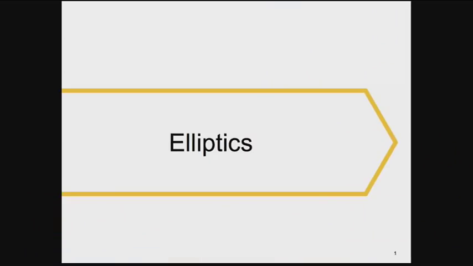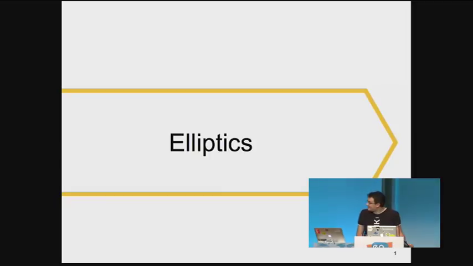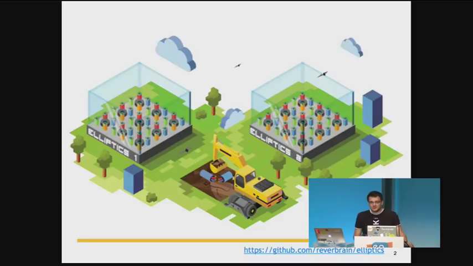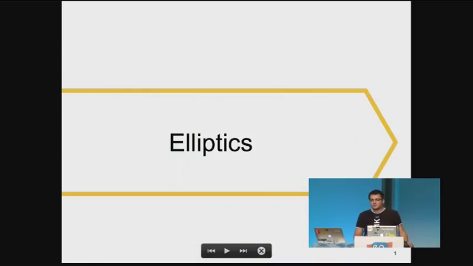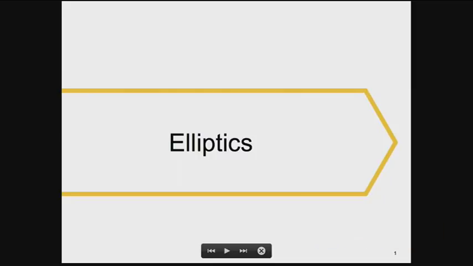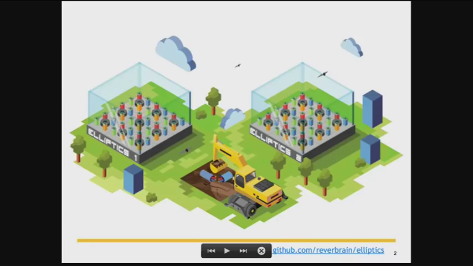Hello, my name is Anton. I work at Yandex. Yandex is a Russian company. We provide services like search, mail, video, music, and so on. We have a lot of user-generated content services. And today I would like to introduce you to one of our open source projects named Elliptics. Elliptics is a distributed fault-tolerant key-value storage with high availability, high scalability, and a lot of other buzzwords.